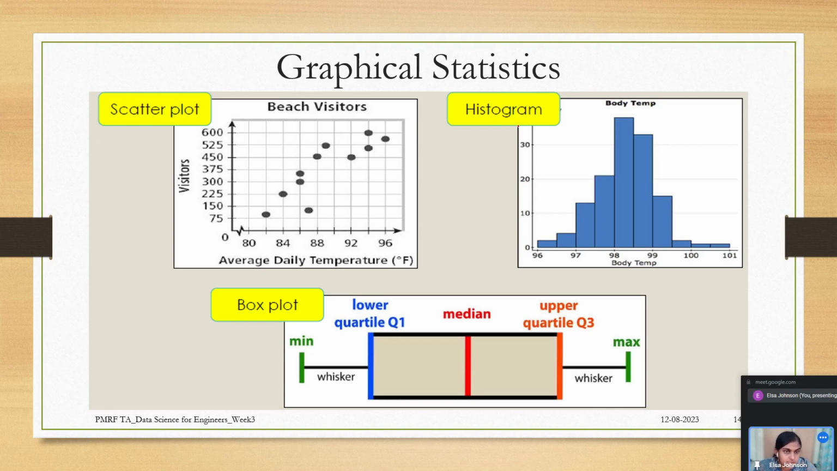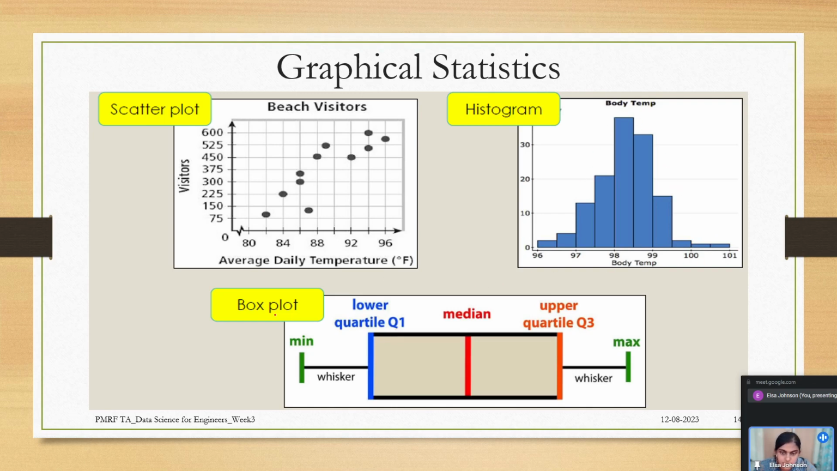Now there is a histogram plot also. The histogram plot is given for an interval. So this is like a plot of body temperature, and it is forming a curve. A bell-shaped curve it is forming. There are some differences at the ends, but here it's forming like a Gaussian curve.